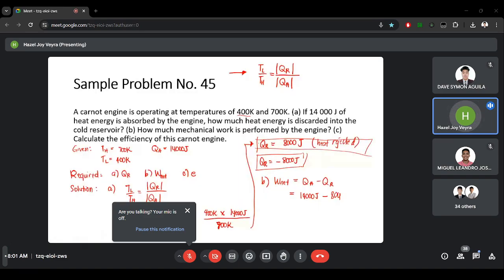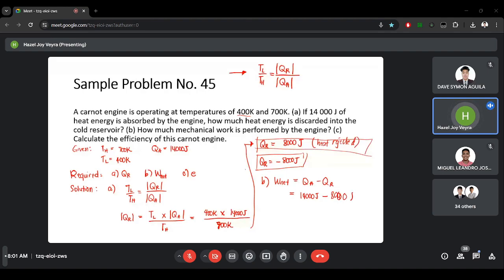Okay, continued. So, this is 8,000 joules. And what is the work net? The work net is 6,000 joules. Correct. So, this is 6,000 joules.